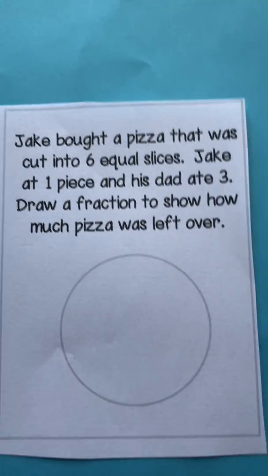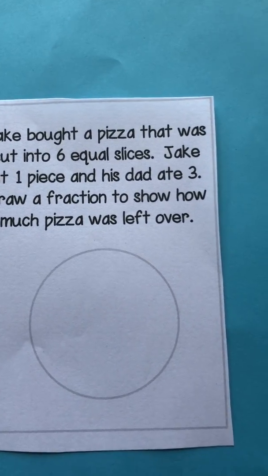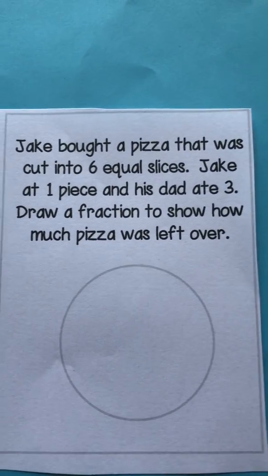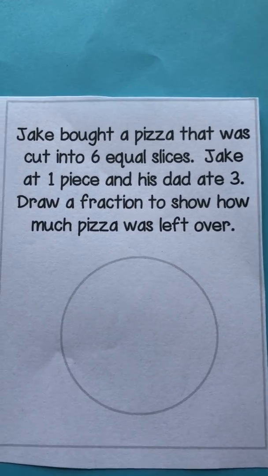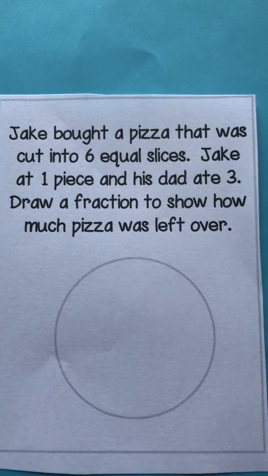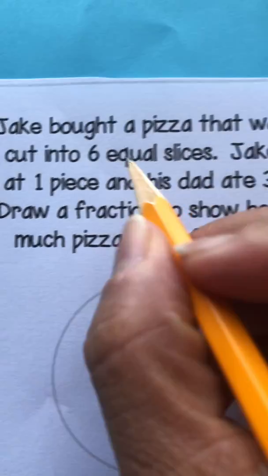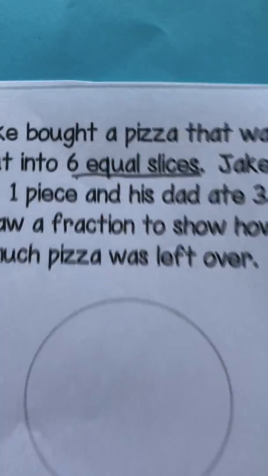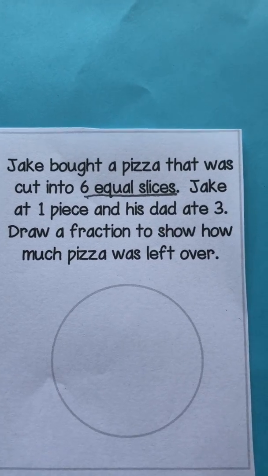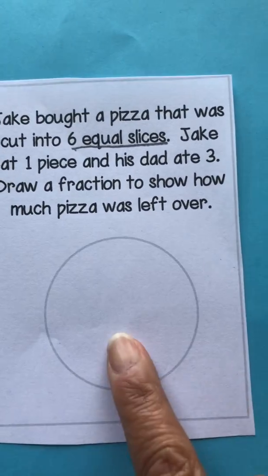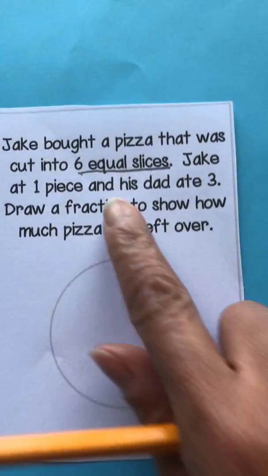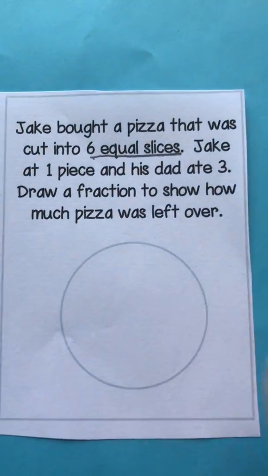So, first thing we need to do is look at some key words to help us so we know how to solve this problem. We know that the total number of pieces in the pizza was what, boys and girls? If you said 6 equal slices were in the pizza, you are correct. So if I'm going to draw a model to represent that, I have to draw this circle into how many equal slices? 6. So that's what I'm going to do now.